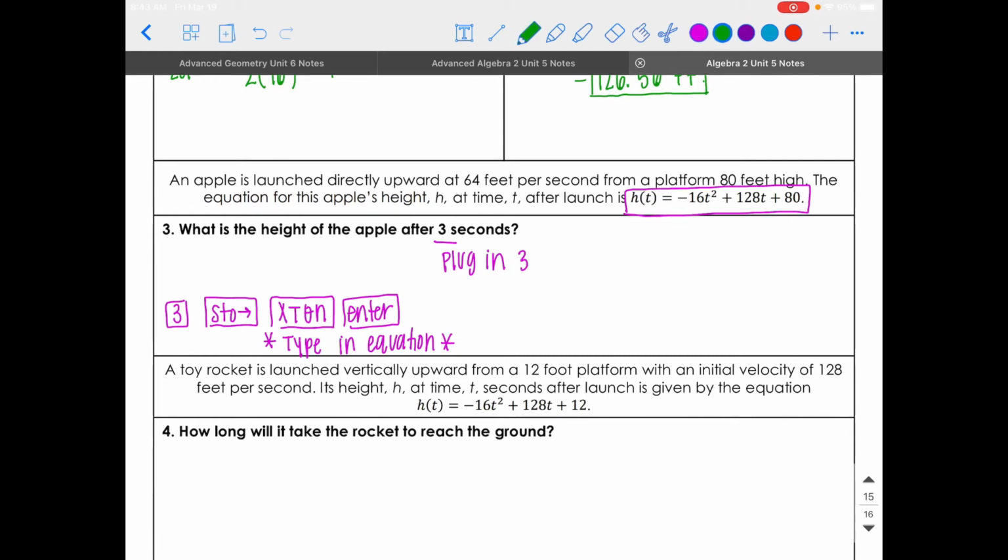So negative 16 x squared. Now actually I made a mistake here. This really should say 64. So plus 64x plus 80. And we get 128 feet.